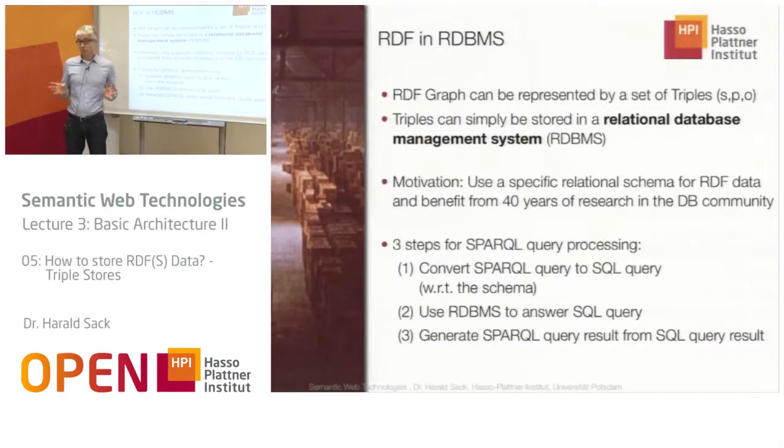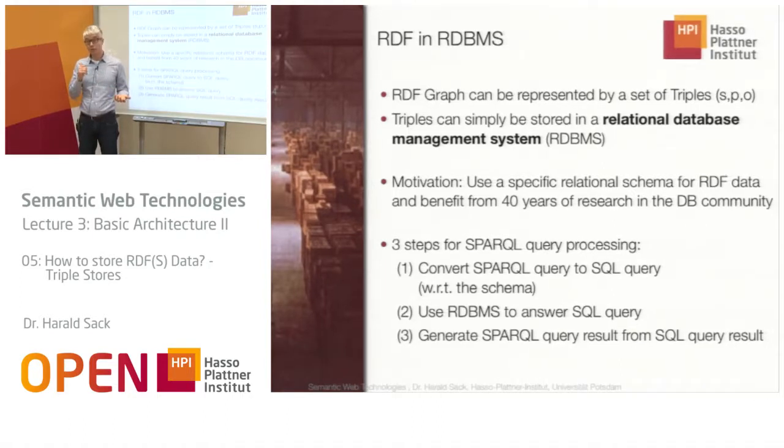So you have several possibilities to do that. You know that RDF graphs can be represented as a set of triples, as subject, predicate, object. And of course, these sets can simply be stored in a relational database management system. For example, in a single table where you have a column for subject, a column for property, and a column for object. So why not do that? That is quite a good idea because for relational database theory, there is 40 years of research experience. So this seems to be a good idea.